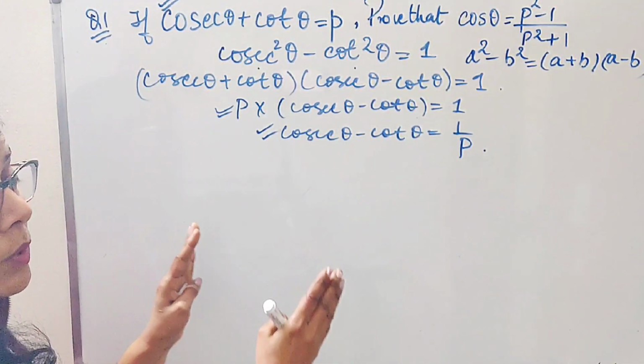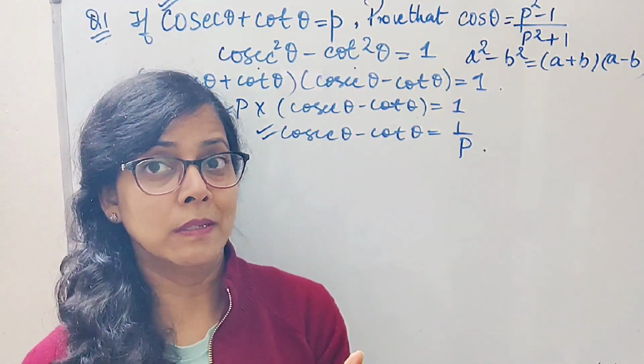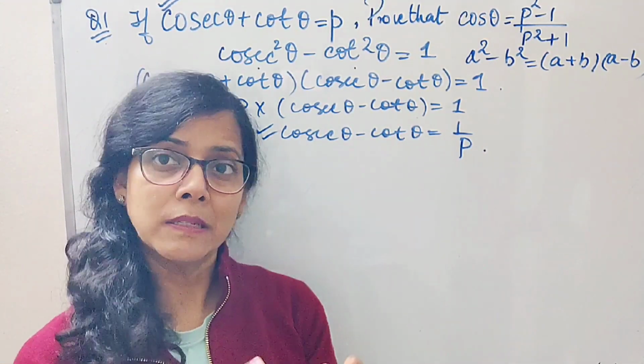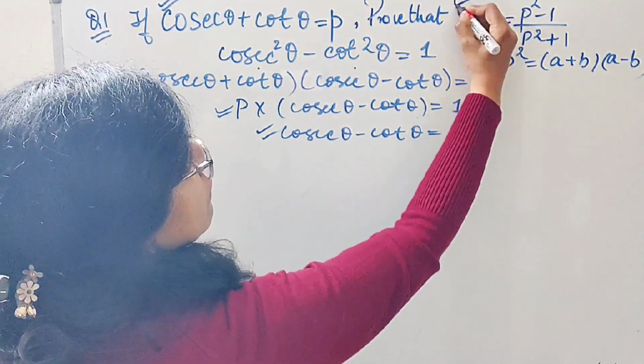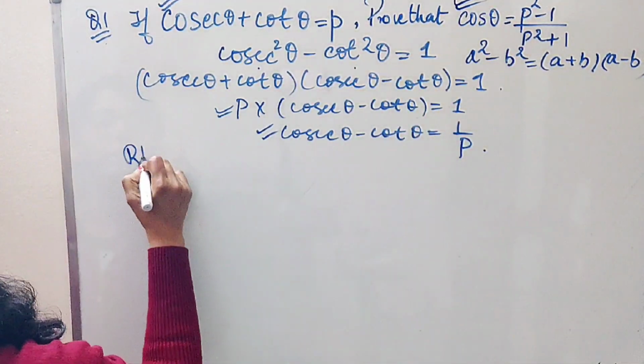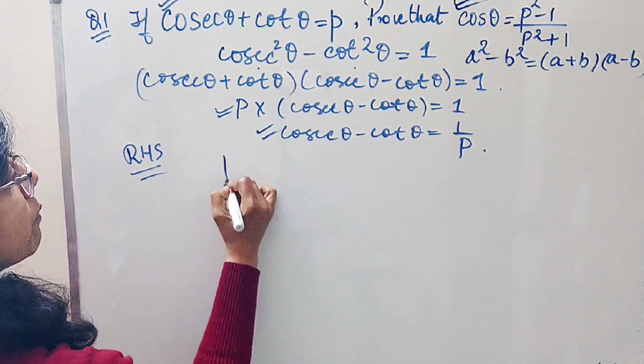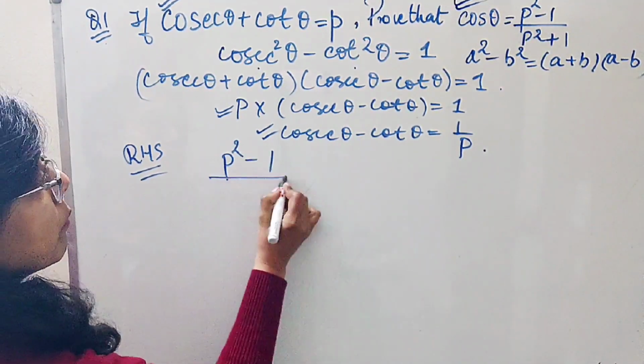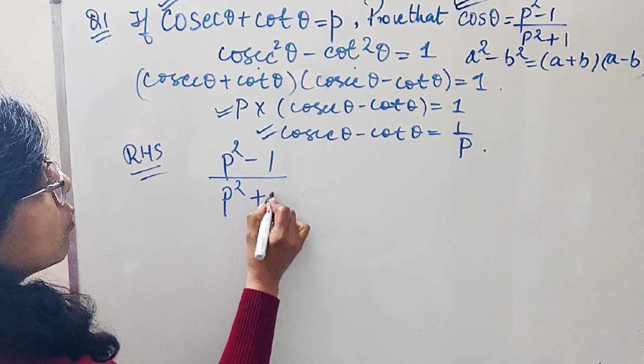So from here we can do this question by two methods. I am going to do it by a simpler way. So what is given to us? We have to prove that cos theta is equal to this. So I am taking the right hand side here. Right hand side is p square minus 1 upon p square plus 1.